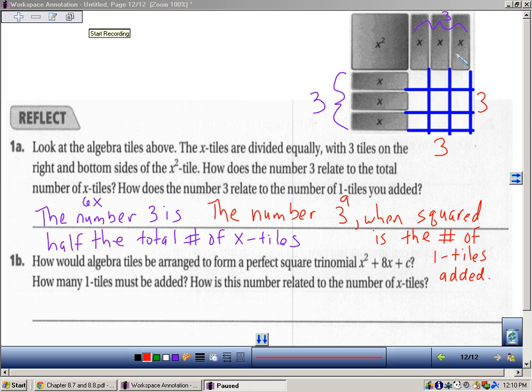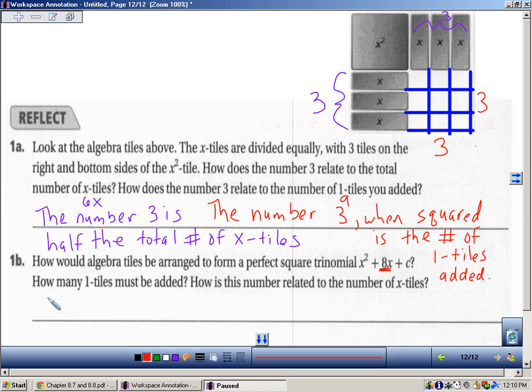So you'd have to divide 6 by 2, right, to get 3 x's on either side. So if there's 8 x's here, if you divide that by 2, you're going to put 4 x's on one side of the x squared, and on the other side you put the other 4. And then how many tiles would be added? Well, in the lower right-hand corner, you'd have 4 by 4, which is 16 tiles.